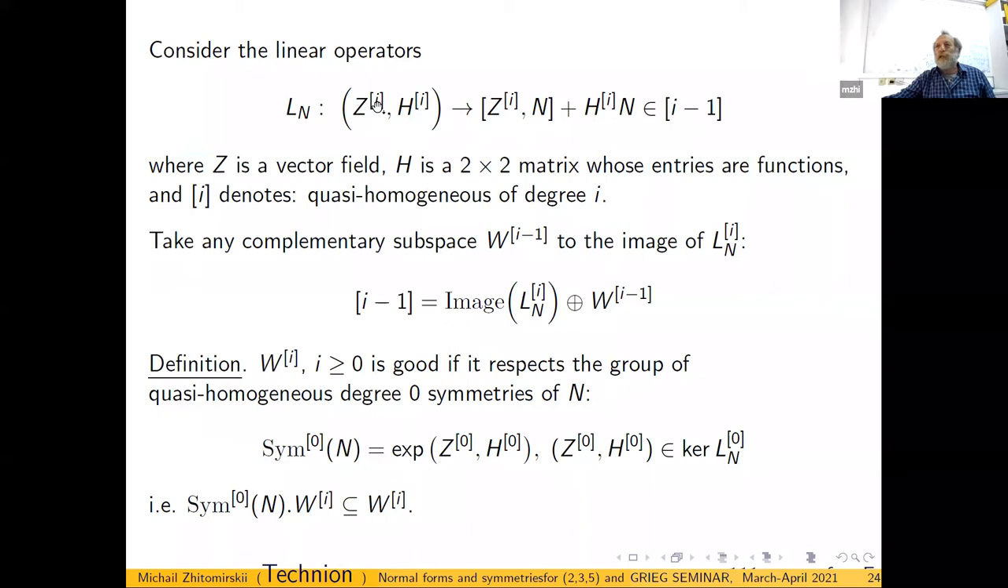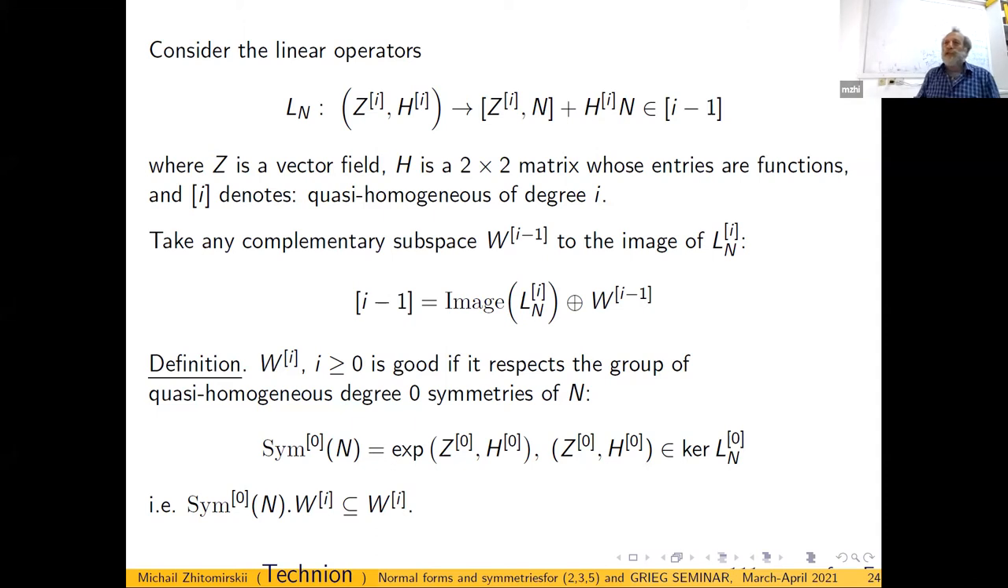And all the time we have a degree. It's also useful to put here i, the degree of quasi-homogeneity i. So it is from a finite-dimensional vector space to a finite-dimensional vector space. And what is the meaning of this operator? I explained last time. We take the pseudogroup, the infinite-dimensional group of all local diffeomorphisms and all 2x2 nonsingular matrices with functional entries, and it acts in the space of pairs of two vector fields. We apply this action to our N1 and N2, and we take the linearization of this action at the identity of the pseudogroup, the linearization operator. Well, so what is the kernel of this operator?